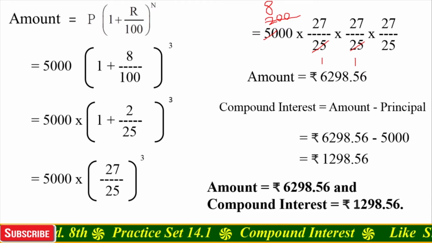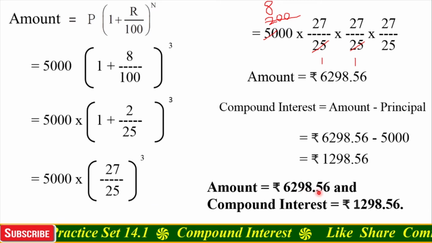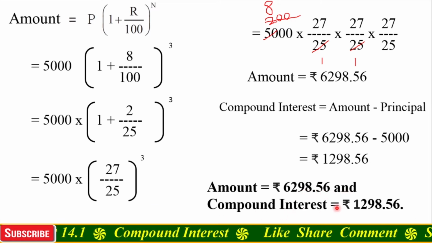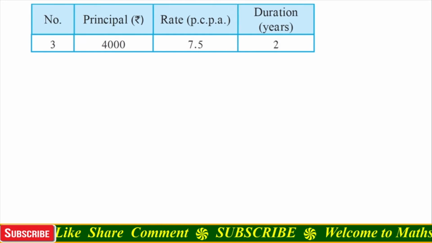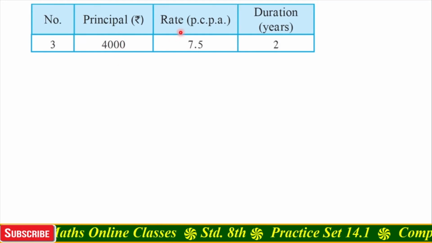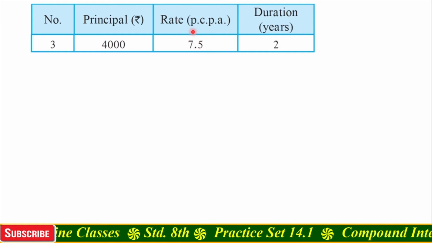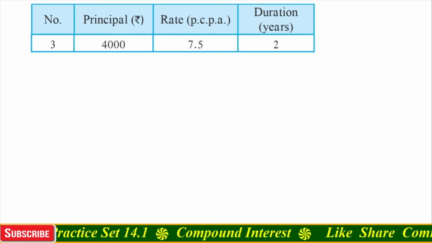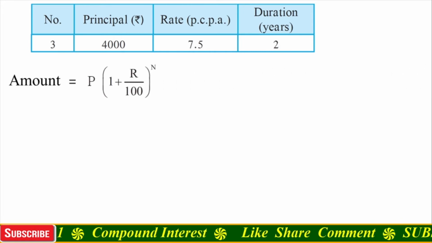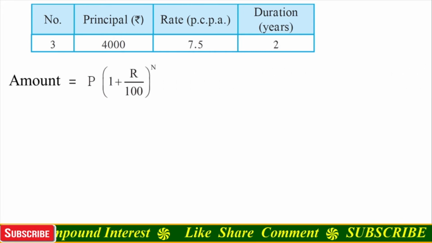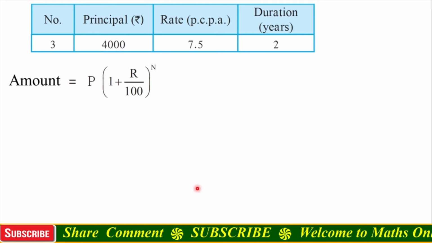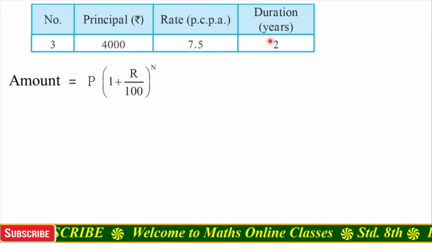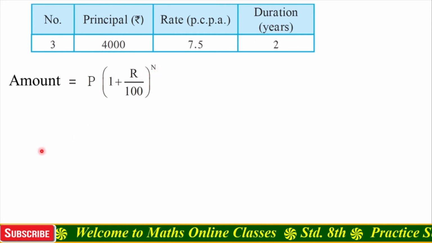Amount is equal to rupees 6298.56 and compound interest is equal to rupees 1298.56. Let us take example number 3. Here principal is 4000, rate is 7.5 PCPA, duration is 2 years. Let us write the formula of amount. Amount is equal to P in bracket 1 plus R upon 100 bracket raised to n. We will put the values of principal, rate and duration, that is n, at the appropriate places.